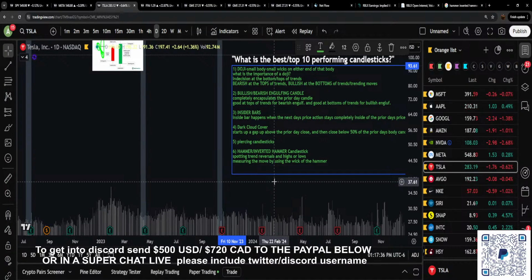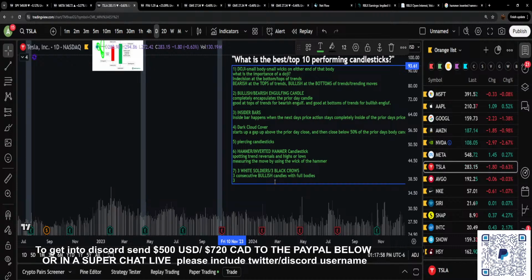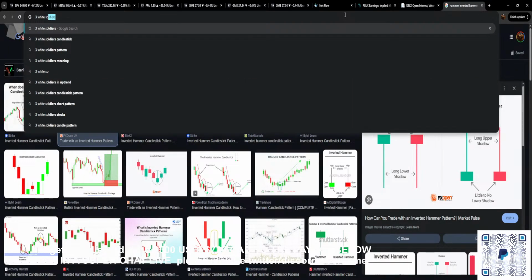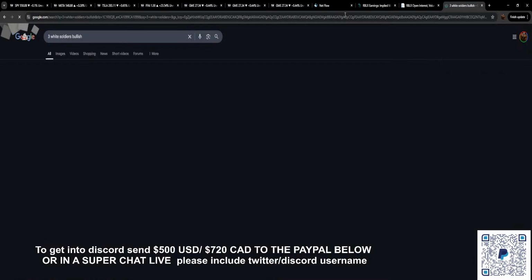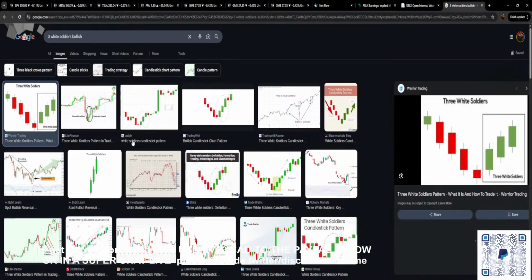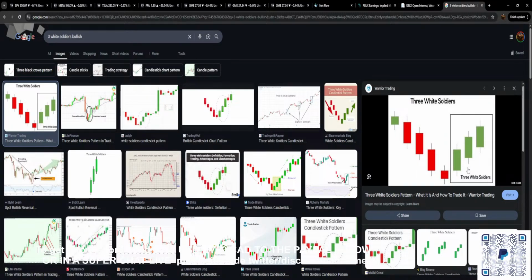So the next big one that we're going to talk about is going to be three white soldiers and three black crows. These are three consecutive bullish candles with full bodies, and the opposite one, the three black crows, is three consecutive bearish candles with full bodies. Now, let me show you some examples of this first. Okay, three white soldiers, bullish. This is what a three white soldiers candlestick formation looks like, where you have three consecutive, relatively full-bodied bullish candles.